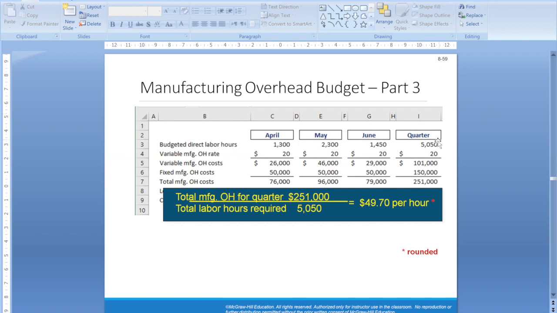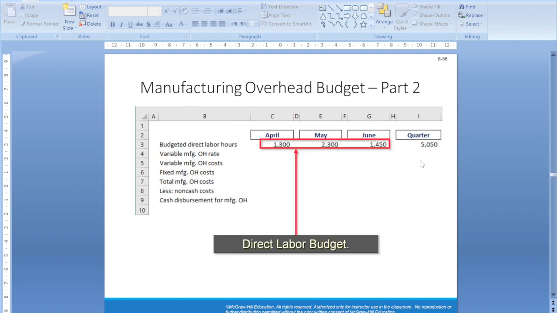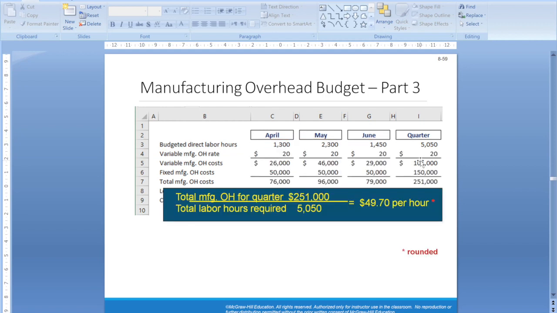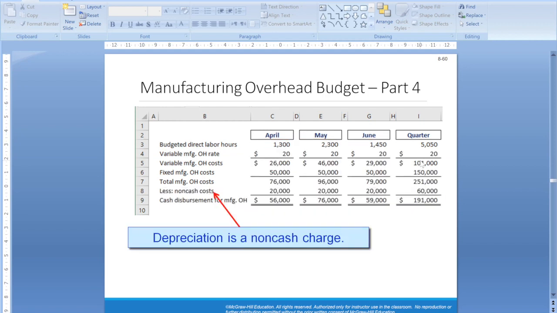Now, if we finalize the overhead budget, then the answer, I will go back to the rate, but just to connect the two subjects together. So we finalized the manufacturing overhead budget. And the question was, what is the cash payments or disbursements that we will pay for the manufacturing overhead? And the total for the quarter was $191,000.